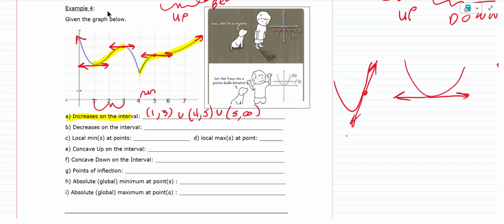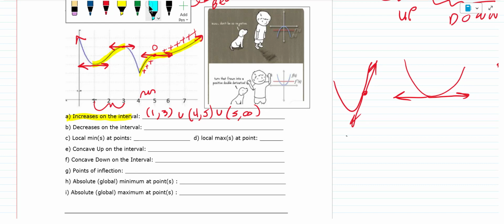And the reason you have to do two intervals is because the derivative is 0 right here, but the derivative is positive everywhere else. So if the derivative is 0, that doesn't mean you're increasing or decreasing. It's neutral. That's why you have to break that up into two intervals.